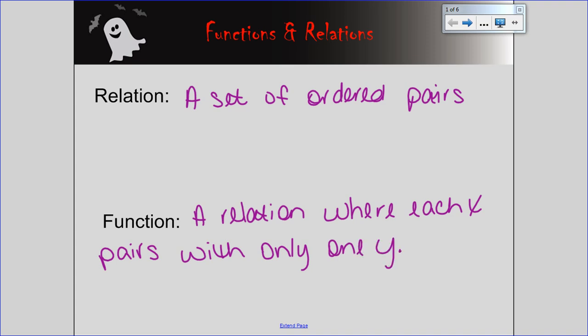The thing I want you to put in parentheses, the thing I really want you to remember, is that x values do not repeat in a function. That's the thing that I really want you to get from that. The definition is each x pairs with exactly one y, but the thing that I really want you to remember is that x values do not repeat. If x values repeat, you no longer have a function, and we'll talk about that as we go through the lesson.